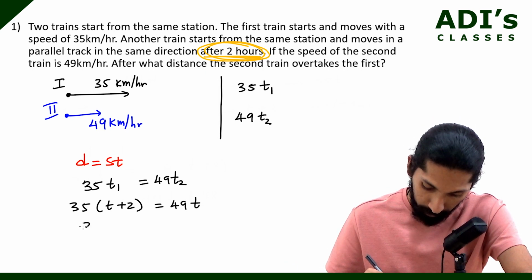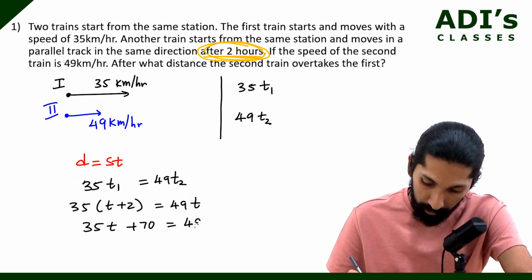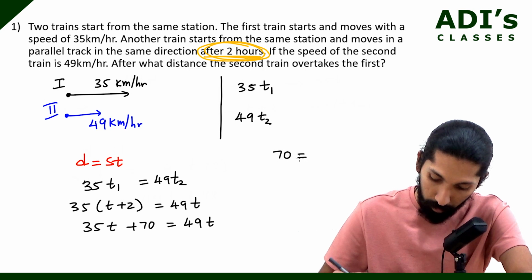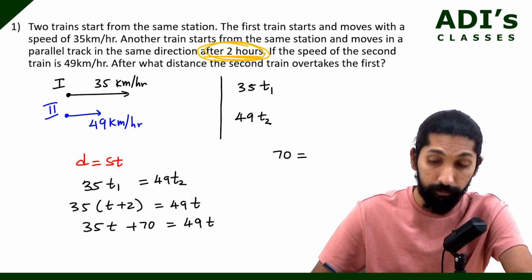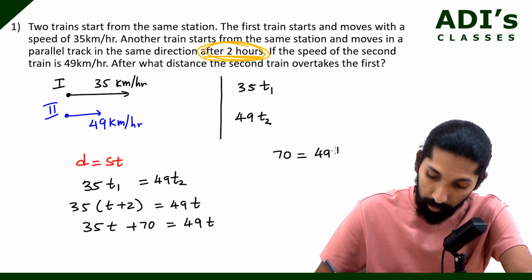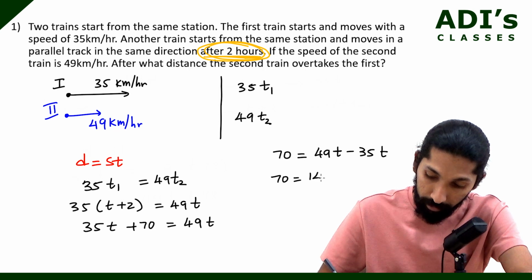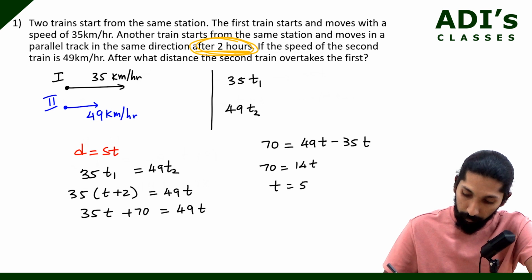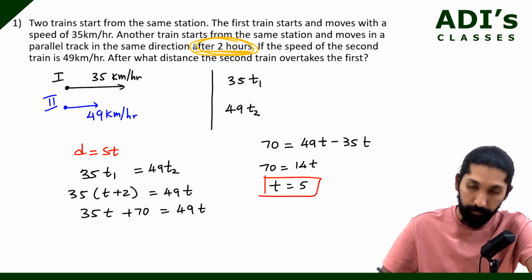So 35T plus 70 is equal to 49T. So what do we get? 70 is equal to 49T minus 35T. So 70 is equal to 14T. T is equal to 5. So we got T as 5.